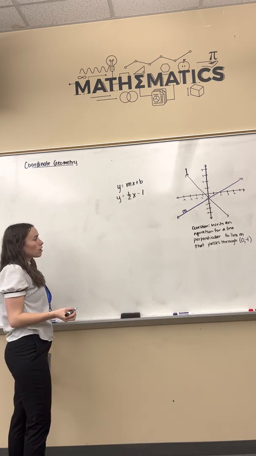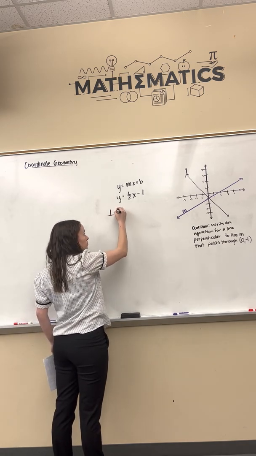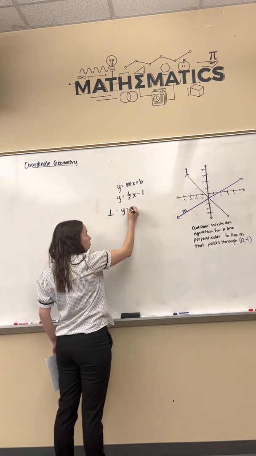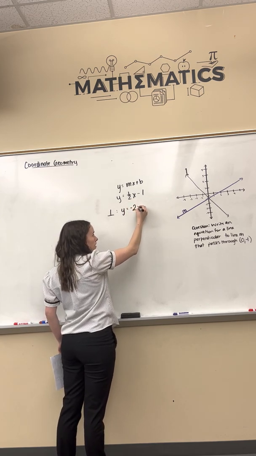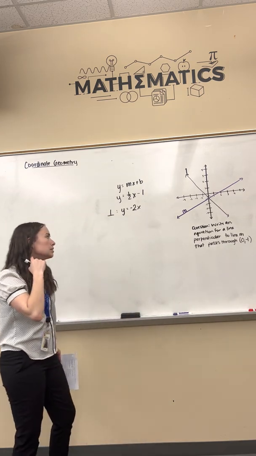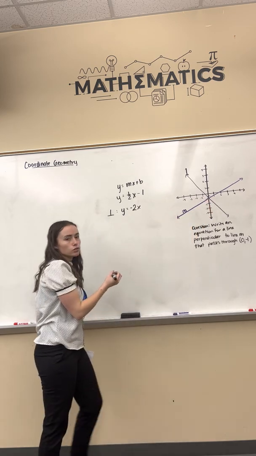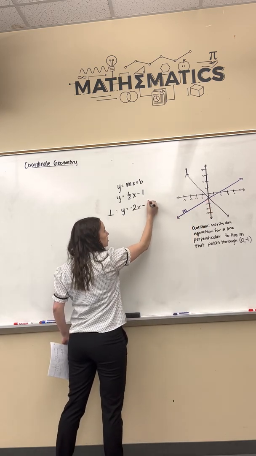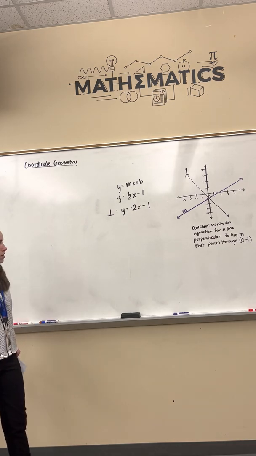Okay. Well, if we're looking for a line that's perpendicular, then we need y equals the opposite, the reciprocal of this, so -2x. And then it goes to the point (0, -1). Well, isn't that this point? That's our y-intercept. So we don't have to do much work to figure out that it's just y = -2x - 1, and that is our answer.